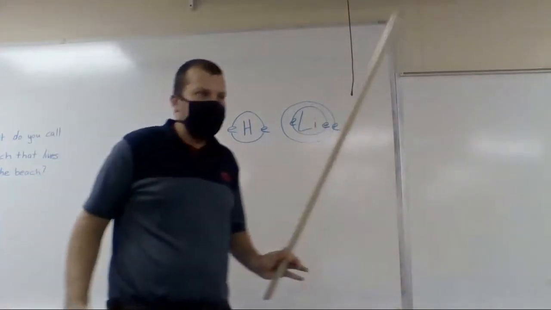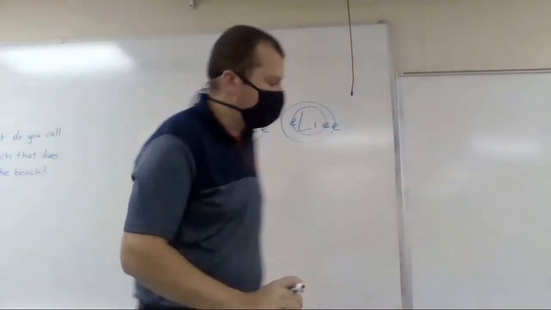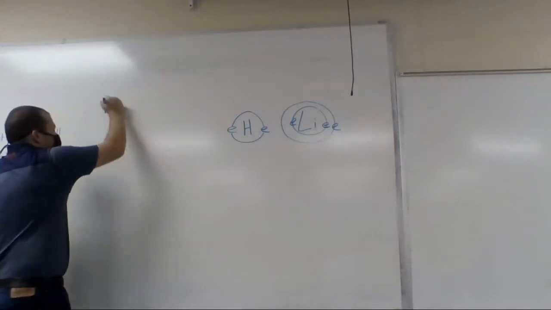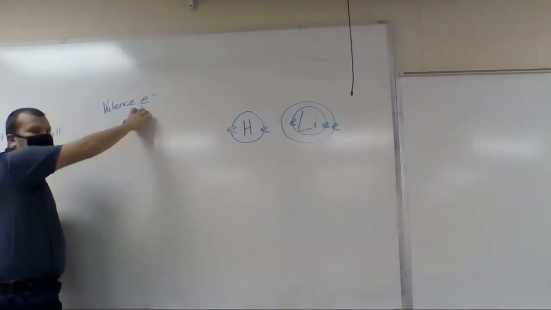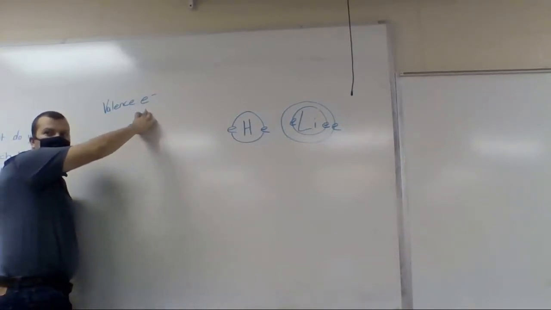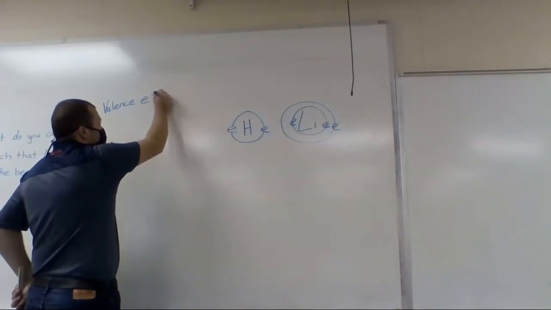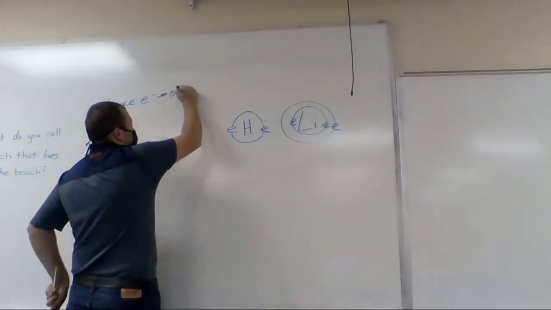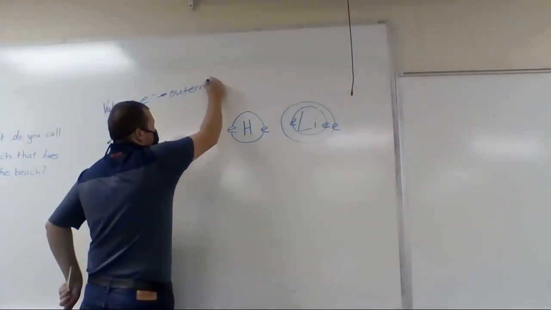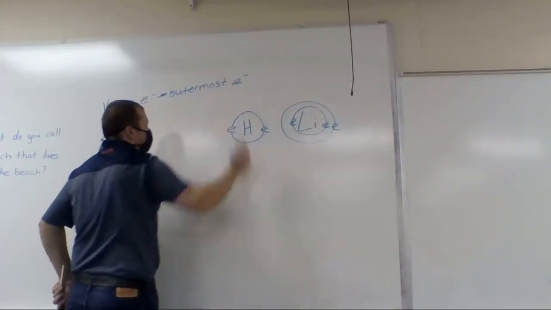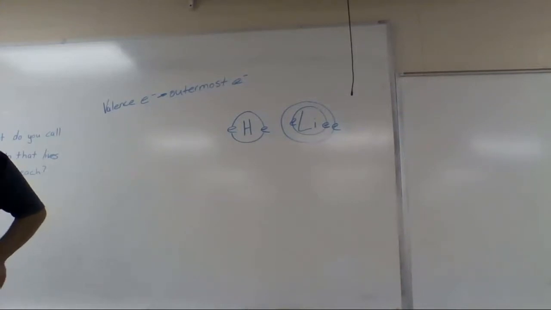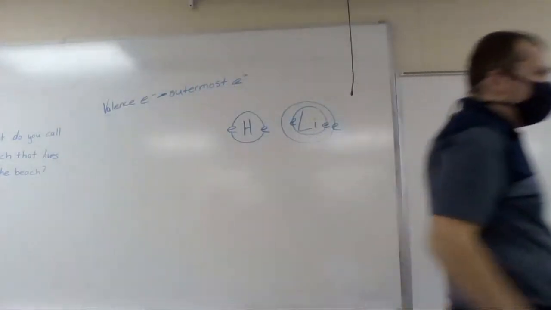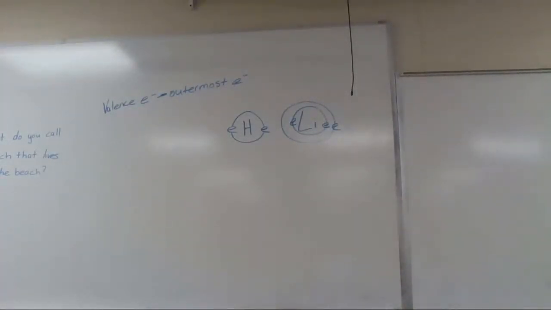Now, when we're talking about valence electrons, there's a term. It's one of our definitions. Valence electron. Whenever I do an E, that's an electron, okay? Valence electron means the outermost electrons. That's pretty easy, right? That's not too bad. Outermost electrons.